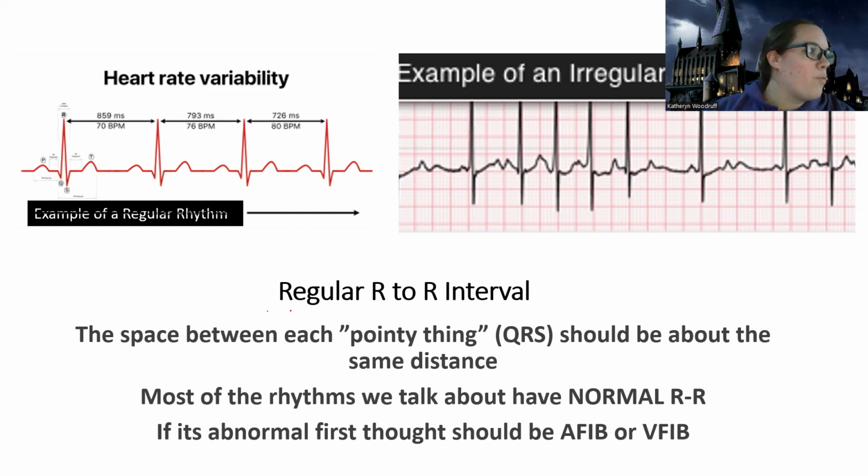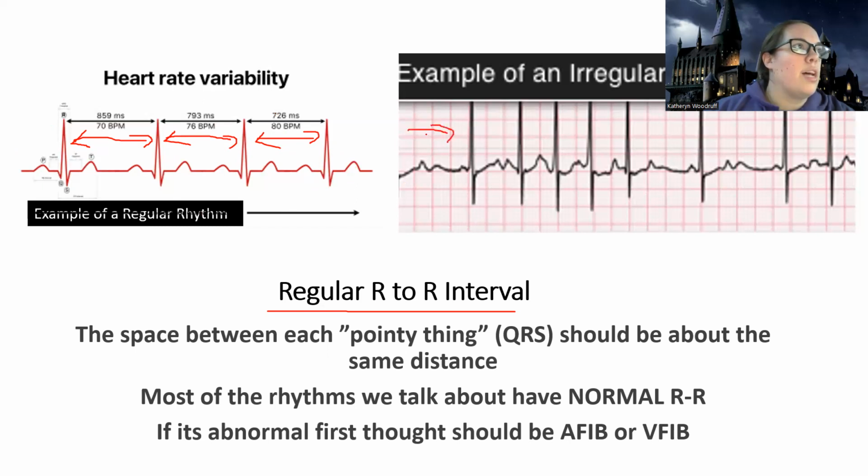But anyway, regularity. What do we do for regularity? This is where we look at the space in between the QRSs, or the pointy things, to see if it's the same space. So looking at this one up here at the left, this is a regular rhythm. Over here, look at this. There's lots of space here, just a little bit of space here, even less space, little space, and little space. Now we have more space. So you can see it's irregular, the space between the beats.